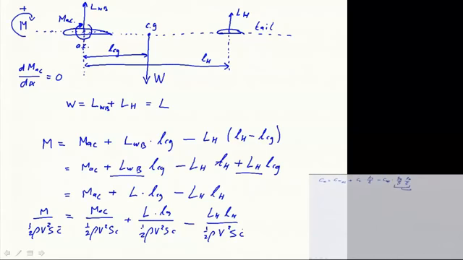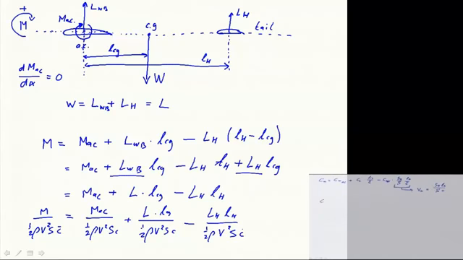This together, we have given a convenient name. We call this the tail volume. So this is basically the ratio between the arm of the horizontal surface and the chord of the wing and the two areas. This is just for notation. It doesn't have a physical meaning. It's not a real volume.